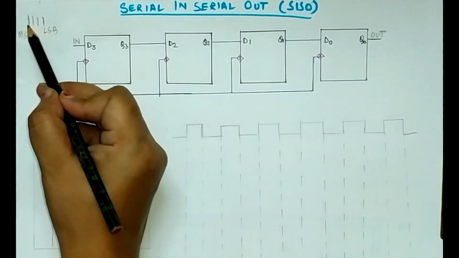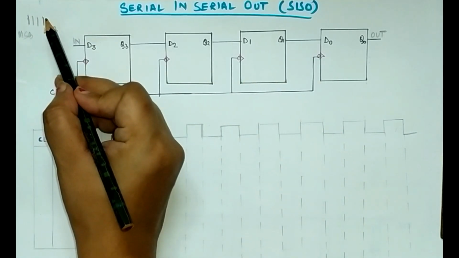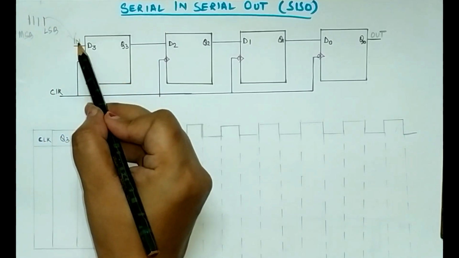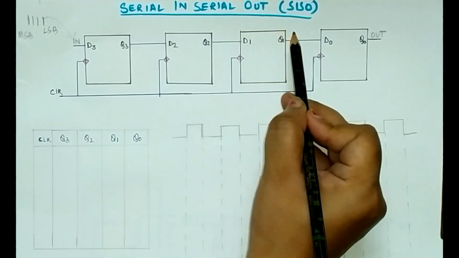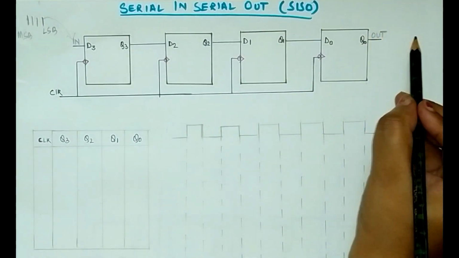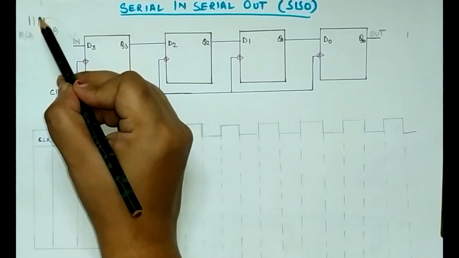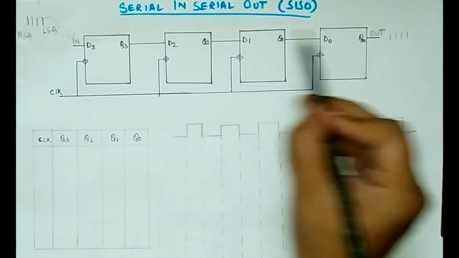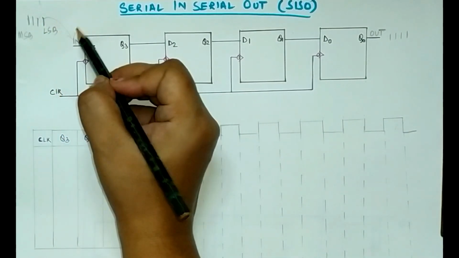When you enter this data into this register, first this one should be entered over here, because when this one comes here, then it will shift here, then here, then here, then again it will shift here. So we will get 1 as the output. Then again when this one comes here, it will again shift. So the last digit, the least significant digit, we need to enter first.